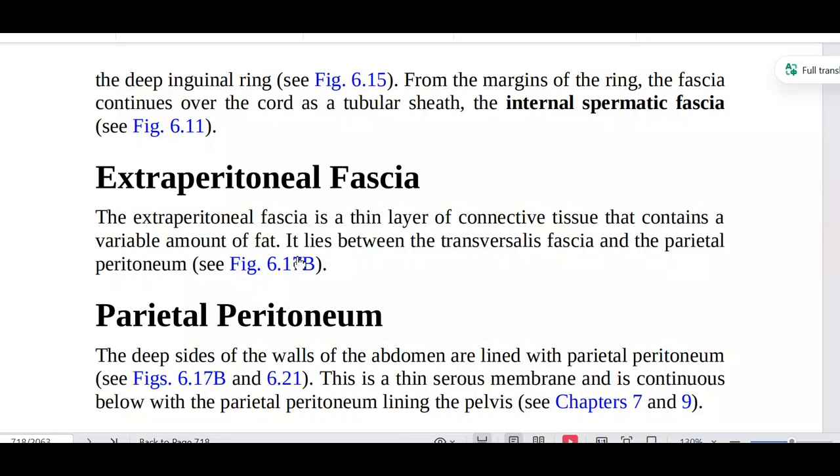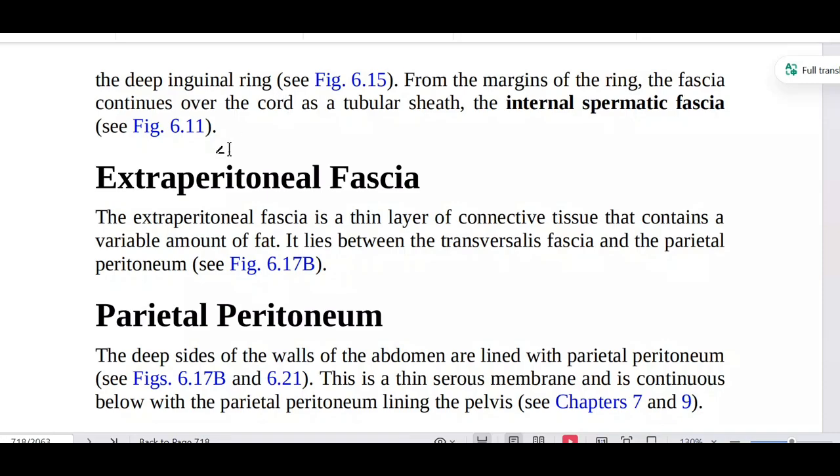Now the parietal peritoneum is a thin serous membrane and continues below with the parietal peritoneum lining the pelvis. That means the parietal peritoneum of the abdomen and the pelvic cavity is the same. There is no distinction. The peritoneum that is surrounding the abdomen continues down into the pelvis, and it is also surrounding the pelvic cavity.